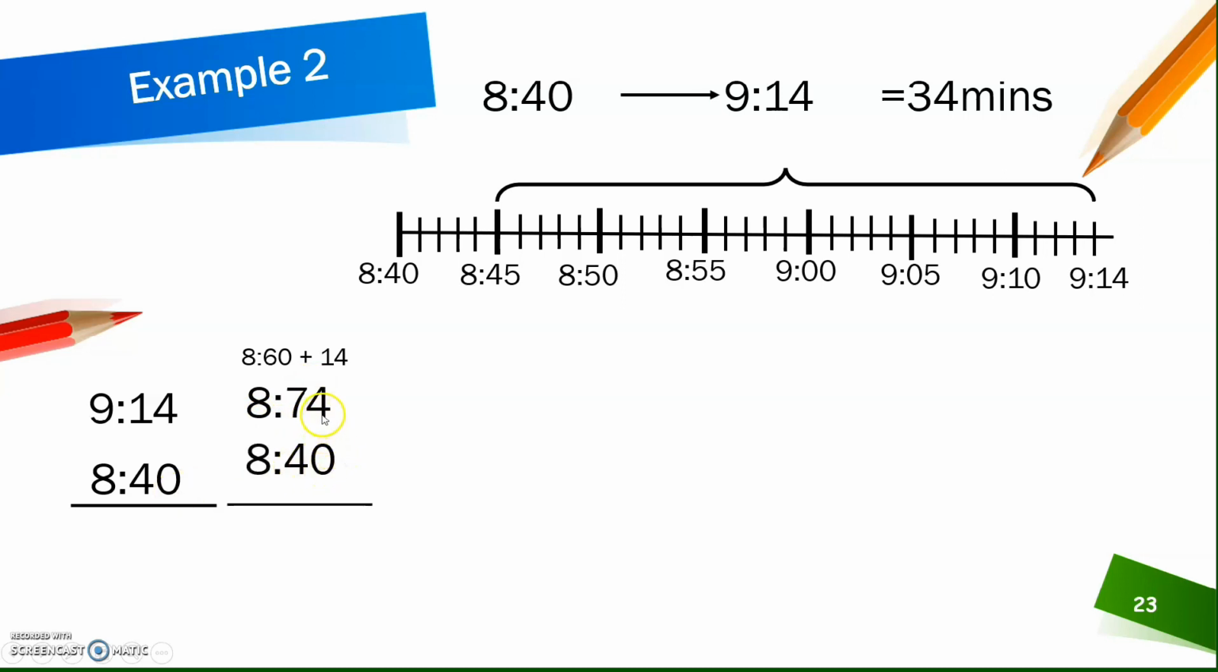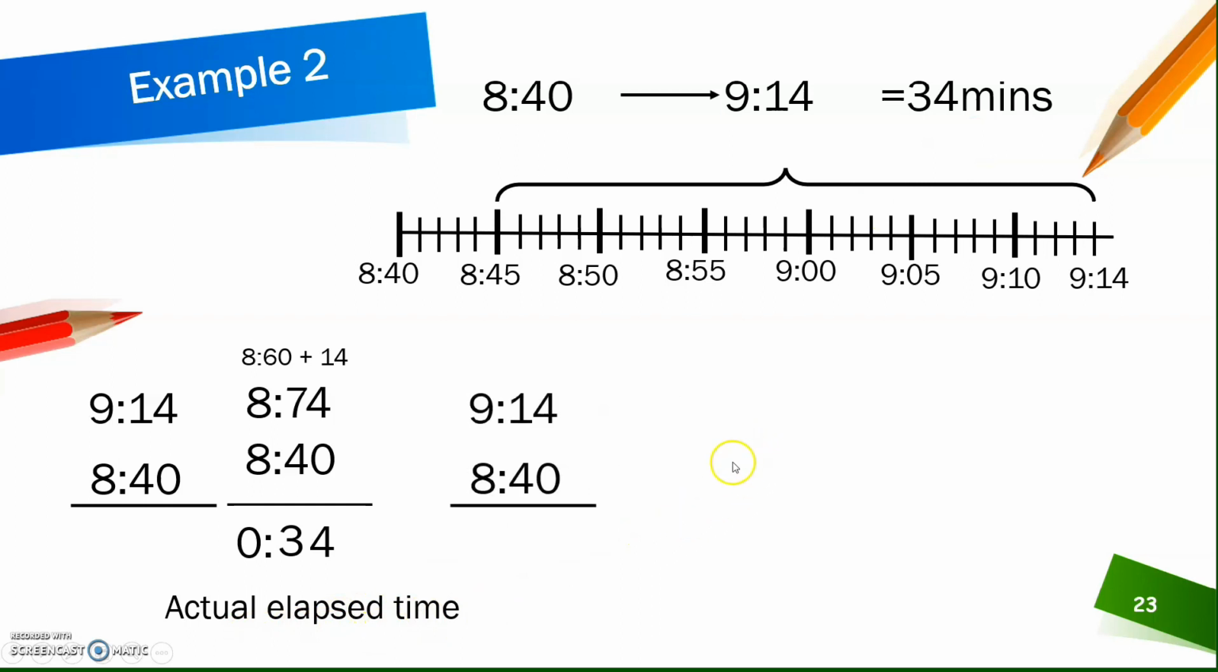So, let's subtract. So, 4 minus 0 equals 4. 7 minus 4 equals 3. And 8 minus 8 equals 0. So, same lang. 34 and 34. So, ito yung actual elapsed time natin. Now, let's solve for the estimated elapsed time.